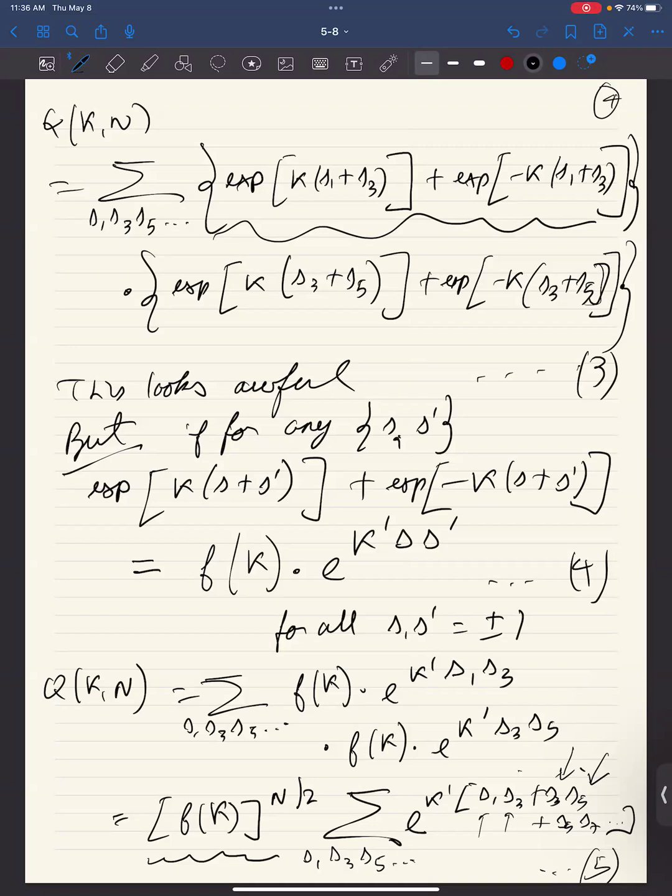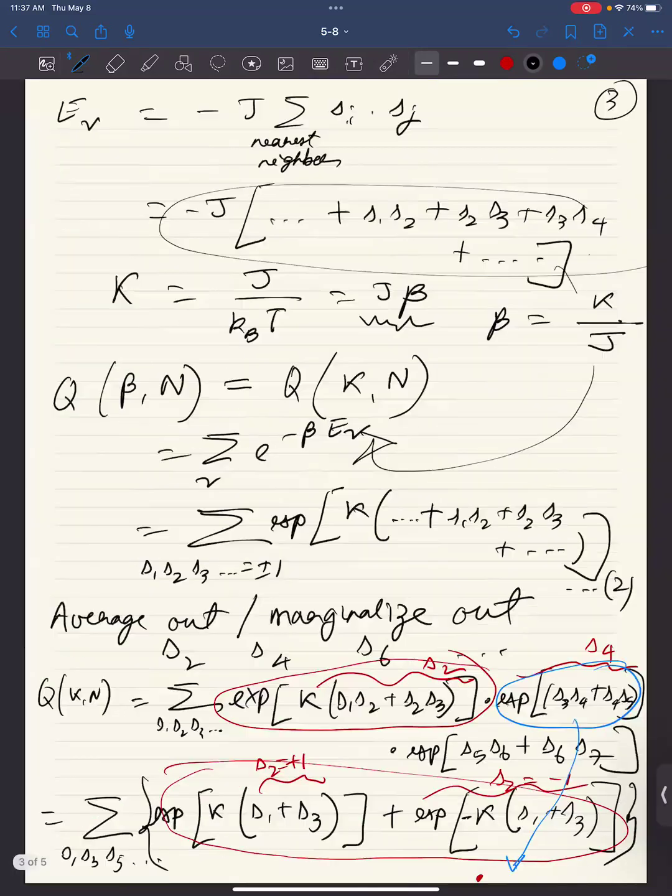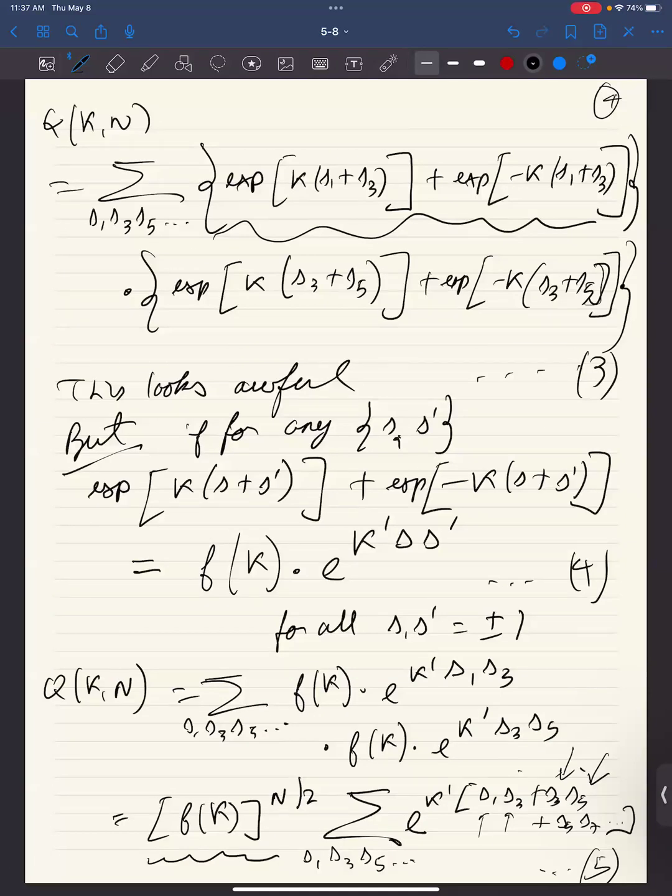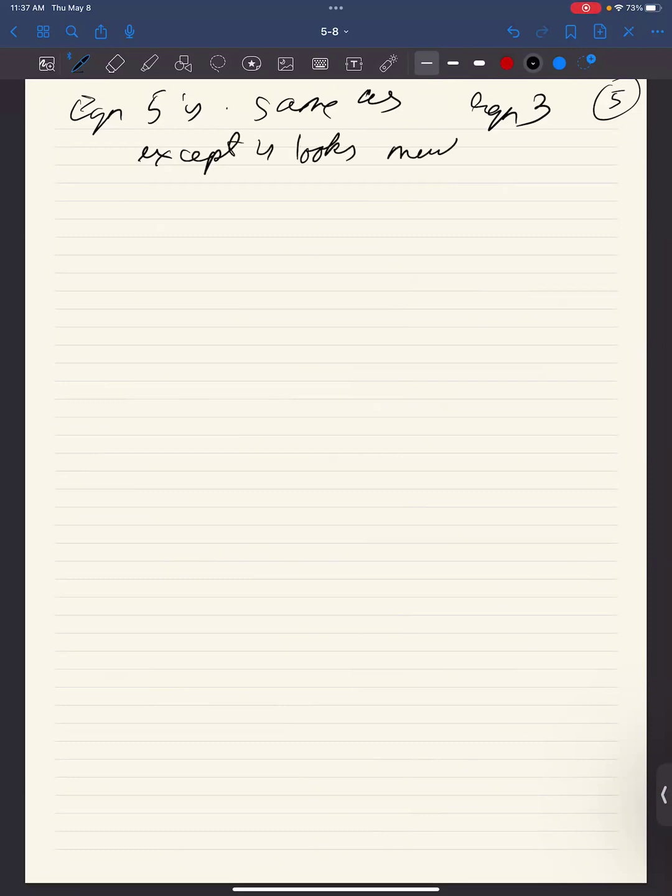Equation 5 is very similar to equation 3. What was equation 3? No, equation 5 is not just very similar. It's the same as equation 3, except it looks much simpler. You have some interaction that looks just like the Ising model. And notice, let me write it down again.